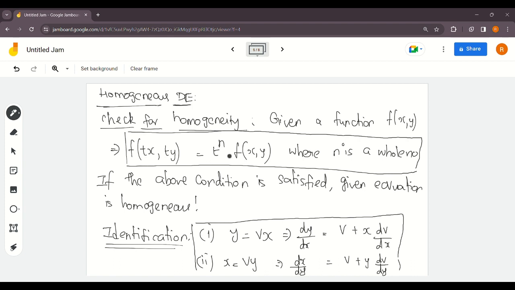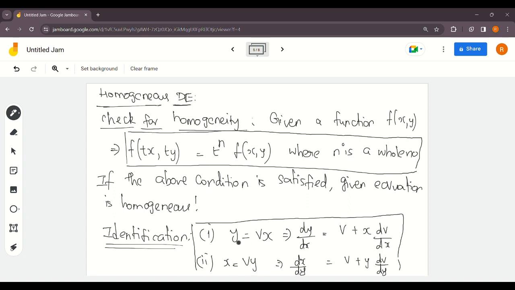If this condition is satisfied, then it has to be a homogeneous equation, and I have given you an identification of how the homogeneous equation will look. Y is equal to Vx. So either it will be of this form y by x, or of this form x by y. In your question, if you see y by x or x by y, then it is a typical homogeneous equation. This is how you will have to identify.